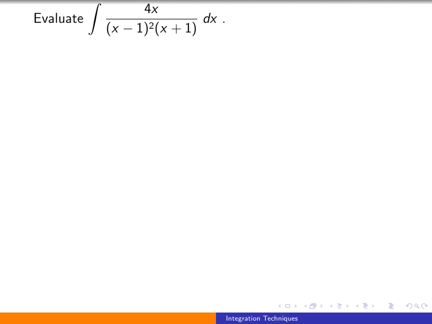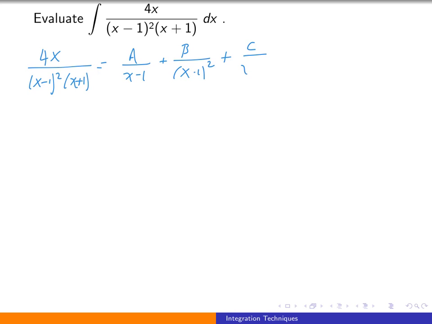So the form of the partial fraction decomposition: our denominator is made up of a repeated linear term and a linear term. So it's going to have three pieces. A over x minus 1, plus B over (x minus 1) squared, plus C over x plus 1.